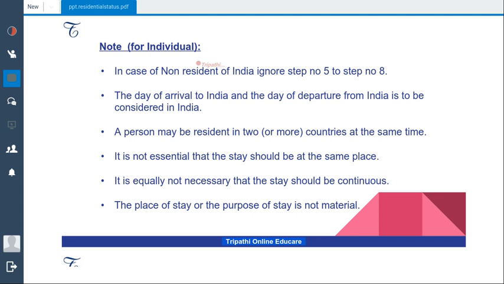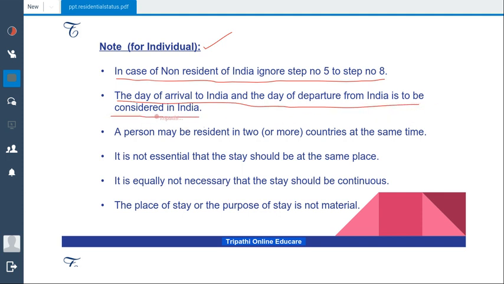There are few important points which are related to individual. The first, in case of non-resident of India, ignore step number 5 to step number 8. This I have already explained you in the previous slide. Next point, the day of arrival to India and the day of departure from India is to be considered in India. So both the day of arrival and the day of departure, both you will have to consider in India.